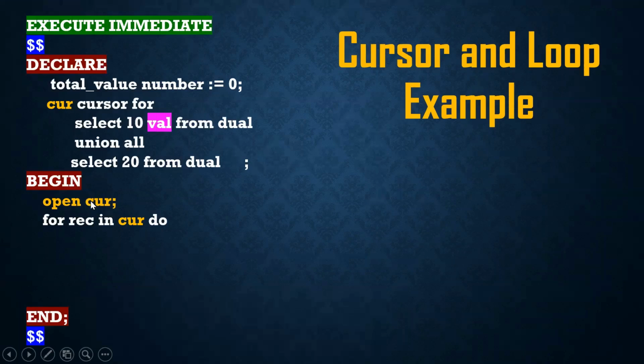Next step is to open the cursor. Next step is the for loop. Because we're having two records, we should go for the looping concept: for REC in cursor, like this. The same thing, then close the cursor.